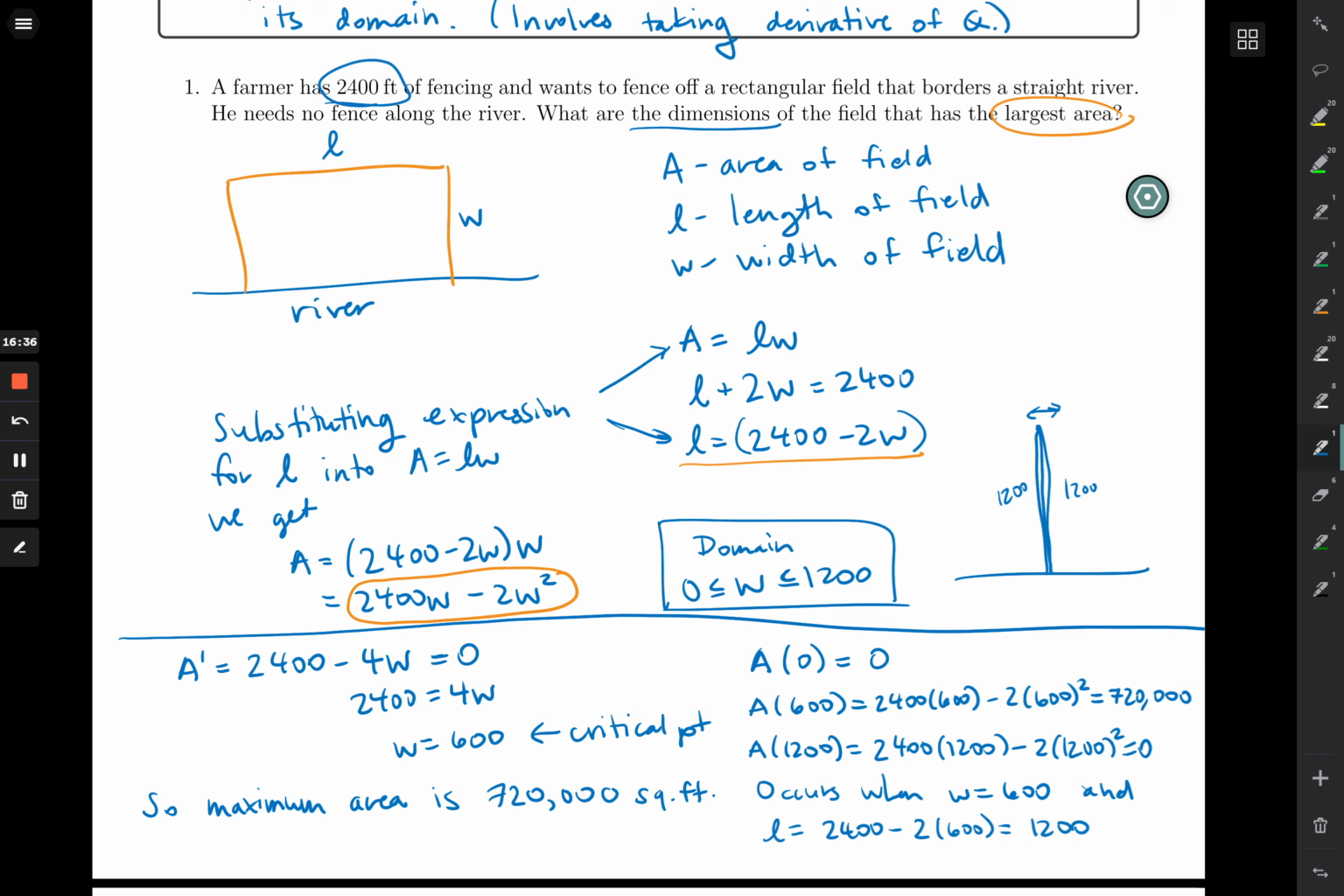Okay, so our actual answer is going to be W equals 600 and L equals 1,200 feet. Okay, so that is our first example, and then we will do some more in the next video.